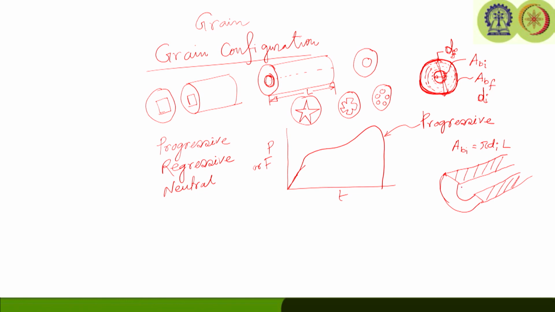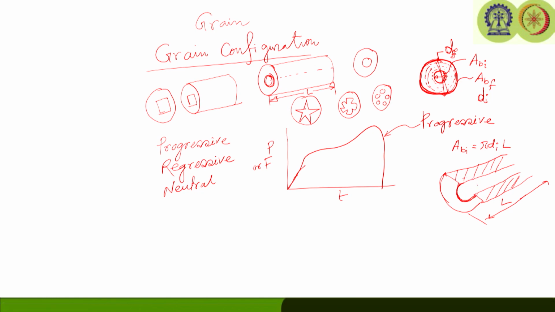So, here we are talking about the internal surface. The initial surface was like this, this is the half of this. If the length is L, the diameter was di, so the perimeter is pi di, into L.